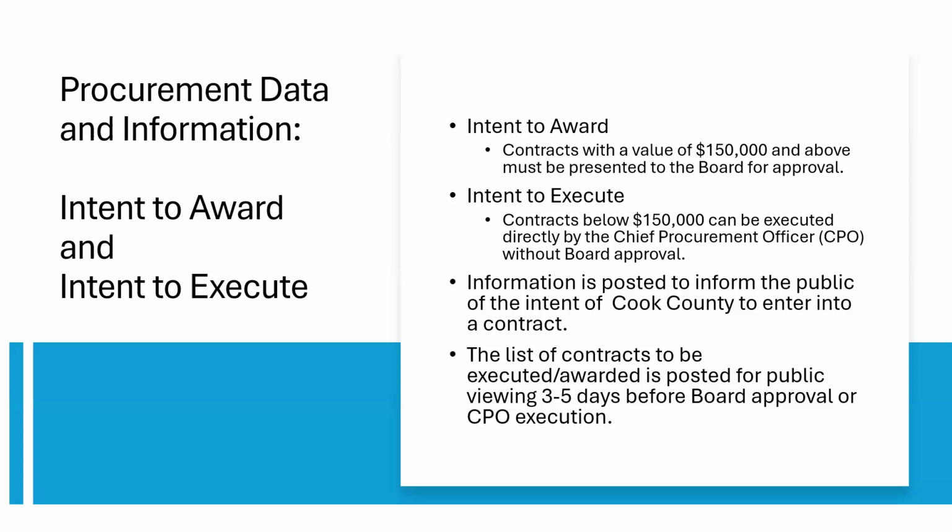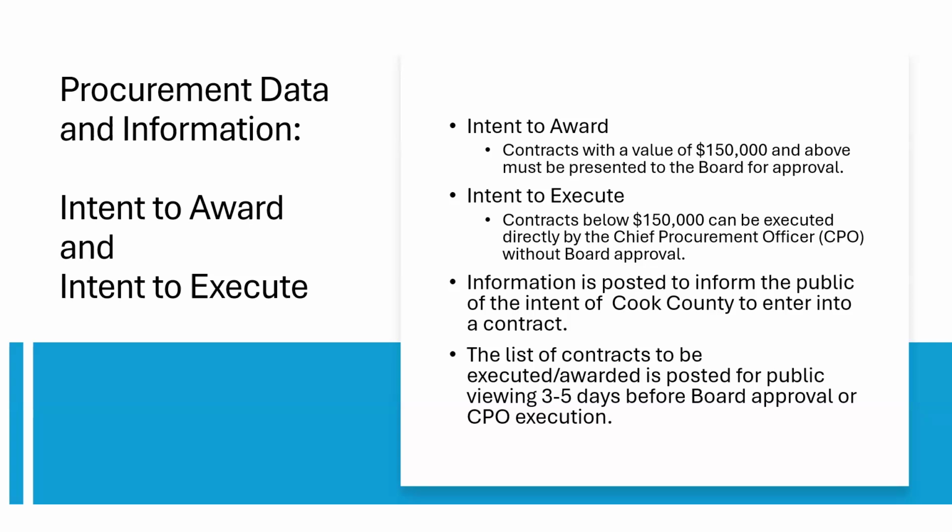If the contract value is below $150,000, then our chief procurement officer, or the CPO, can execute that contract directly without having board approval. So these contracts will be on the intent to execute site, because we don't need the approval. We go straight to execution. And so that's the difference between the two. It really is driven by the dollar amount. So all contracts and amendments that are below 150 will be on the intent to execute site. They have the same information. It just depends on the dollar amount. And again, they're both open data sites, so you can filter by department, by project if you need to, the same way you can with the other sites that I just mentioned.